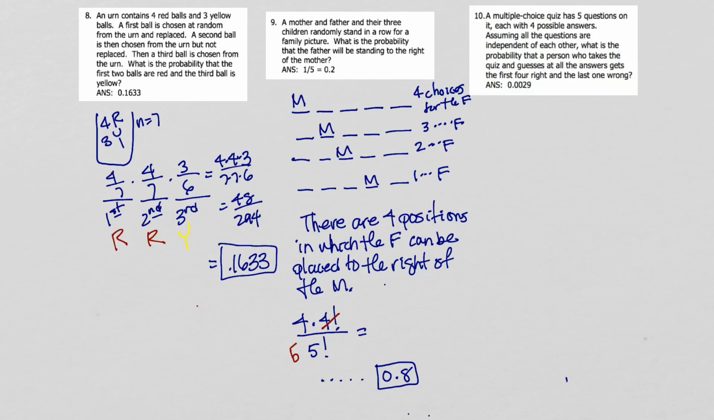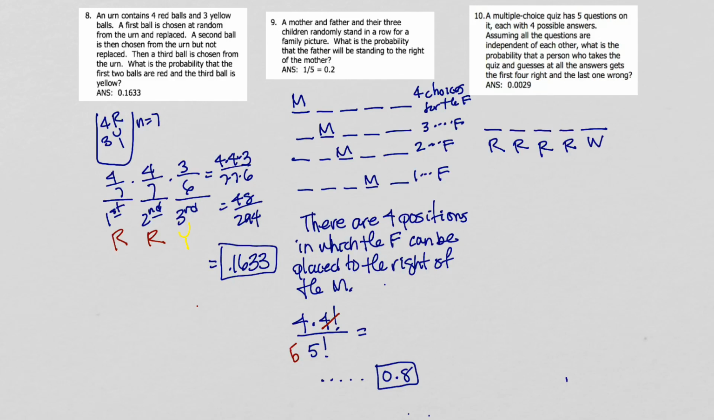Now, in number 10, we've got a multiple choice exam with 5 questions. As soon as I see that, I'm looking at this. 1, 2, 3, 4, 5. There's our 5 questions, and each with 4 possible answers. Right, so we can answer this like maybe A, B, C, D, A, B, C, D, and so on. Now, assuming all the questions are independent of each other, what's the probability that a person who takes a quiz and guesses at all the answers gets the first 4 right and the last one wrong? So what we want here is this. We want a right, a right, a right, and a right, right? The first 4 have to be right, and the last one has to be wrong.